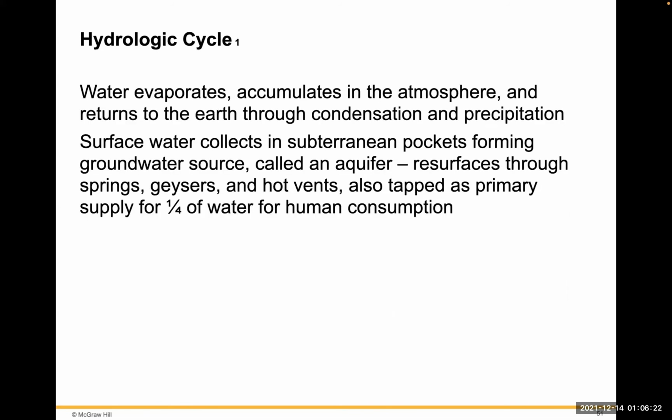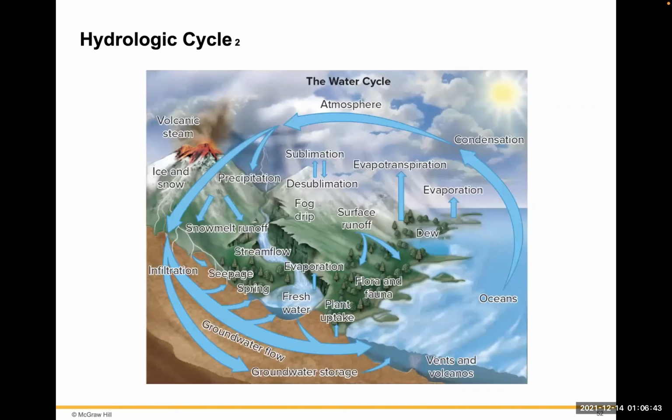Okay, hydrologic cycle: water evaporates, accumulates in the atmosphere, and then returns to the earth through condensation and precipitation. You have a cycle. Surface water collects in subterranean pockets, forms groundwater sources called an aquifer, and resurfaces through springs, geysers, hot vents. It's tapped as a primary source for water for human consumption. Okay, and there's your water cycle. Condensation goes down the atmosphere, then rains back down through precipitation, ice, snow, etc. You can see all the different areas where the water recycles through the hydrologic cycle there.